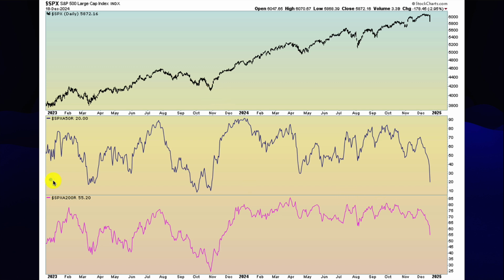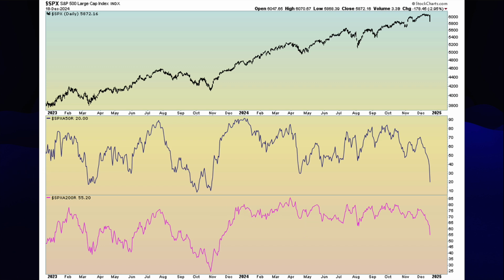On the flip side, if you look at the percent of stocks above their 200-day moving average in the SPX, it's not quite to the extent that we saw in November during that correction, but it is the lowest that we've seen since around that December. So still a pretty low reading overall.